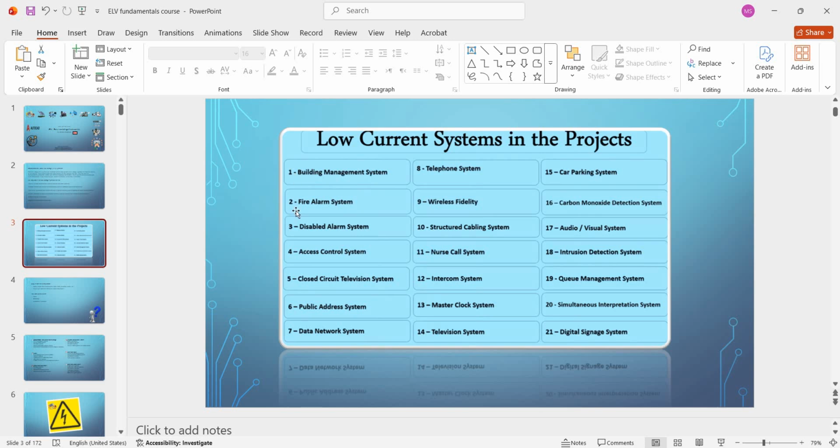The next system is the fire alarm system. This system alerts us when a fire happens, depending on sensors like heat sensors, smoke sensors, and fire sensors. So it helps us get an alert before disaster. Then the disabled alarm system. This system is specially designed for people with disabilities, like buttons in the bathroom, or a rope that can be pulled to call for help if an emergency occurs in the bathroom.